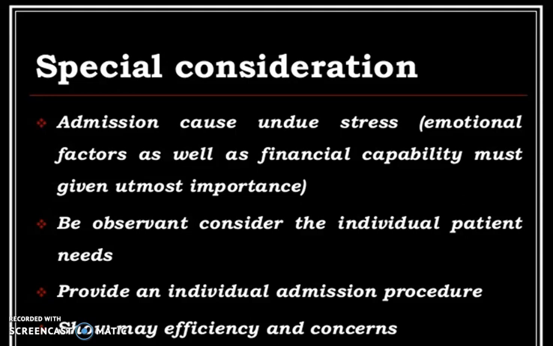Then the second thing is be observant and consider individual patient needs. We need to consider each individual patient's need carefully. For that we need to have keen observation skill. With our observation skill, we can identify what the client is actually in need of so that we can provide individual care. Even though the patient is not verbalizing or speaking up, we can understand from their expressions, from their face, or from how they are behaving what the patient actually needs. For that we need to have good observation skill.